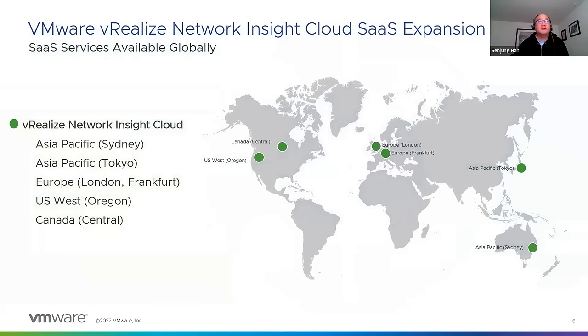So the different SaaS locations we have, we're global. We have one in the US, one in Canada near Montreal, one in the UK in London, as well as Frankfurt, Germany on the main continent there. And then in Tokyo, Japan, as well as Sydney, Australia and the Asia region. So pretty much we have a service location near every global customer.